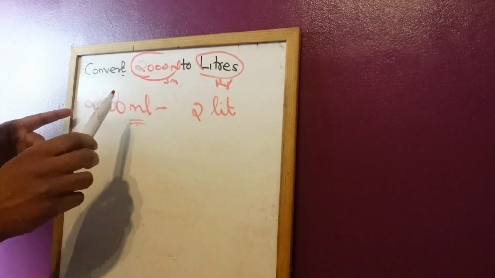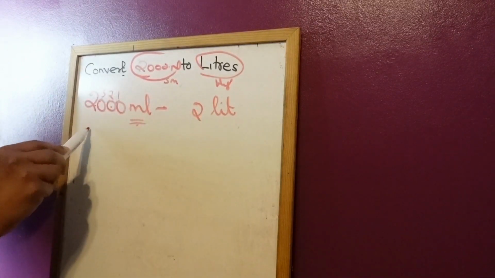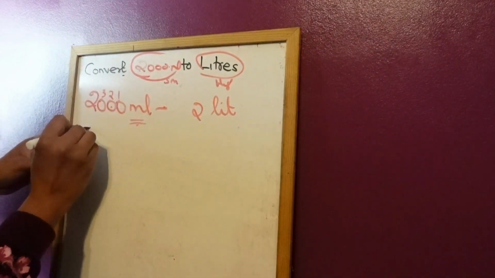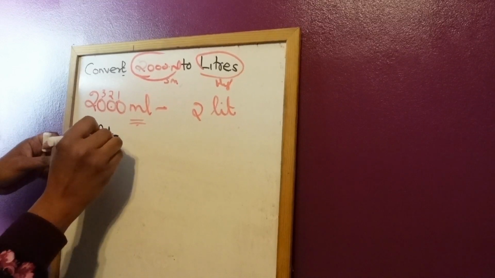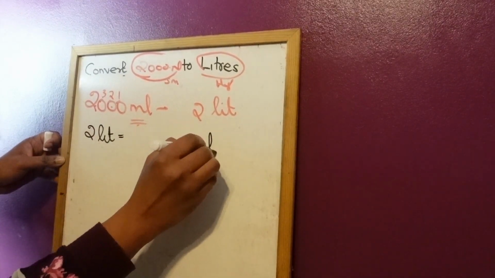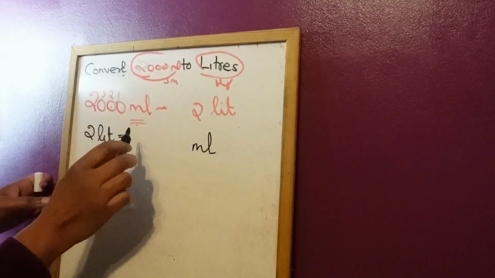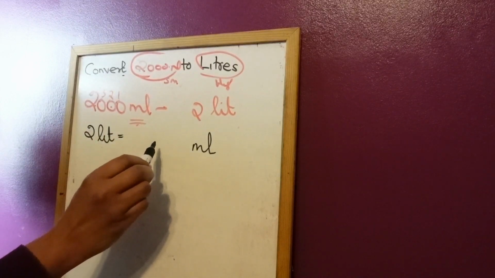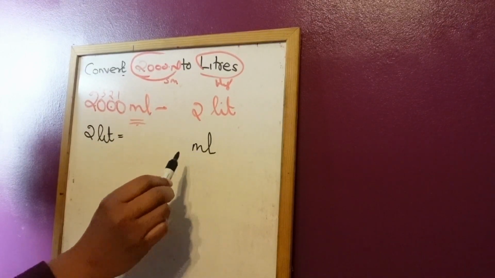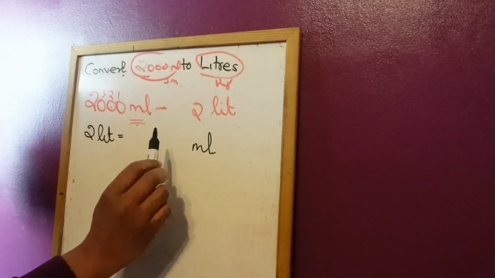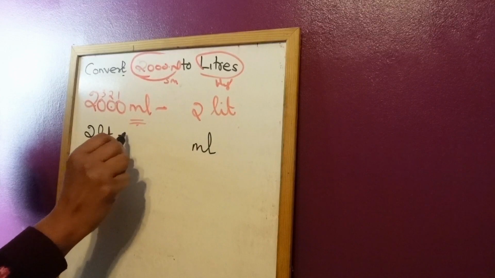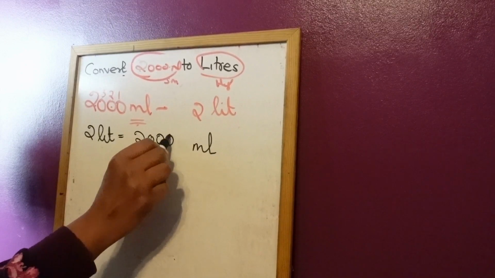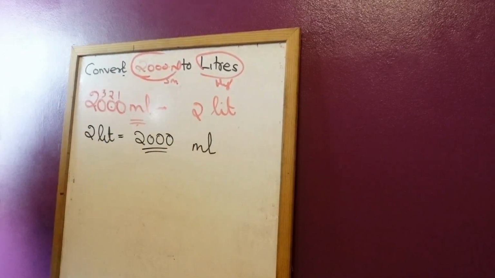Same like this, if you want to convert 2 liter to ml, so that you understand very easily, this is 2 liter. You have to place a point 3 numbers to the left. So that means 2, then three zeros, so 2000 ml. Do you understand?